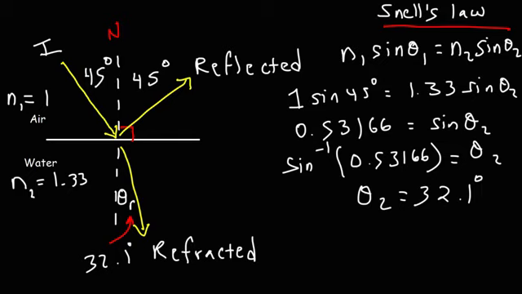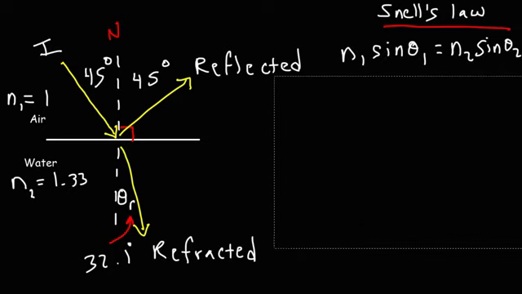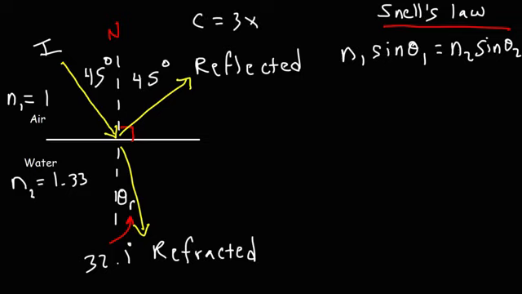Now, another interesting fact that you want to know for this topic is the speed of light. The speed of light is not always 3 times 10 to the 8 meters per second. In fact, it changes based on the material that it is traveling in. This is the speed of light in a vacuum. The speed at which light moves depends on the material it's moving in. And here's how you can calculate the speed.